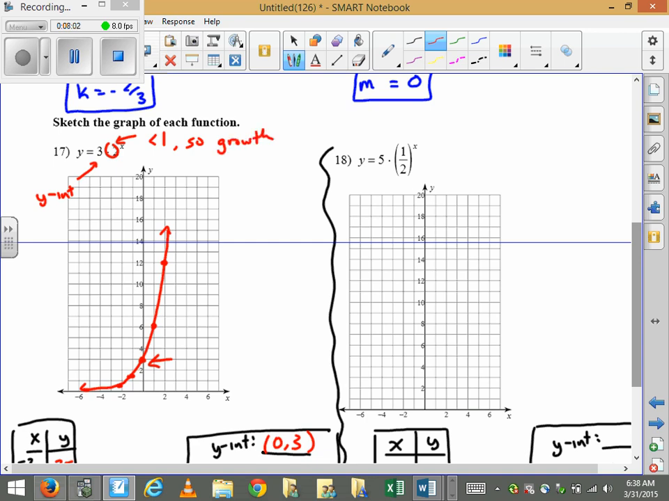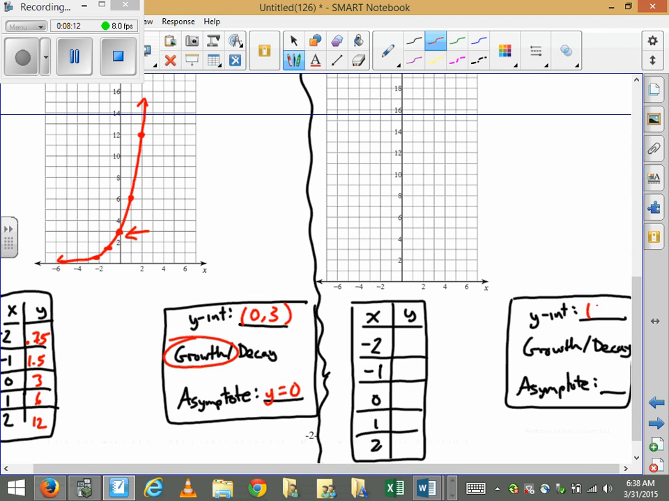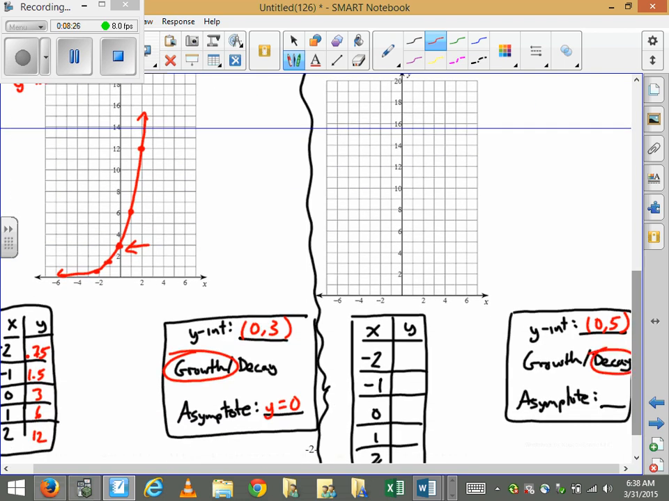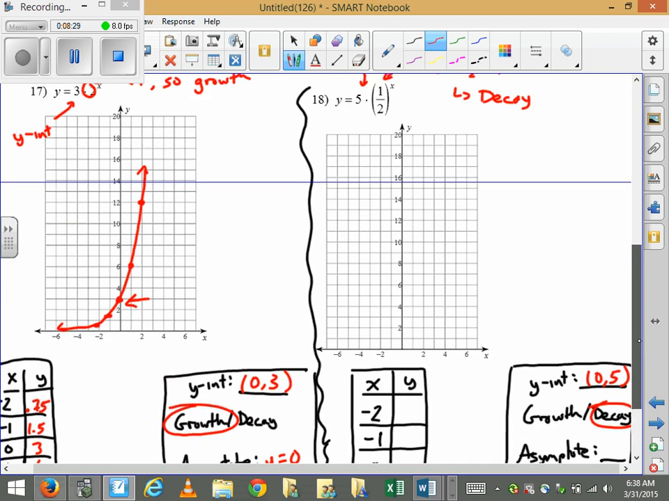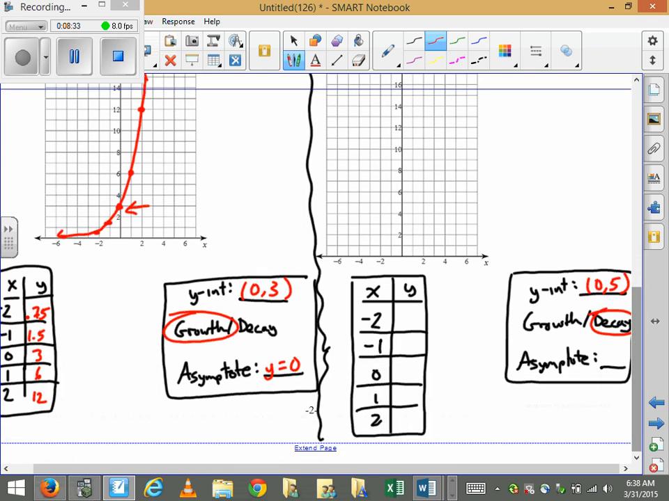Just looking at this one right away, we don't have any kind of transformations with number 18, so you should be able to tell right away, there's the y-intercept at 5. So I know that y-intercept here is 0, 5. And then 1/2 is between 0 and 1, which tells me this is exponential decay. So I can go ahead and fill that stuff in right away. Now, it's just a matter of plugging and chugging. So take a moment, plug in all those values, negative 2, negative 1, 0, 1, and 2, just to start to get a feel for what this graph looks like.